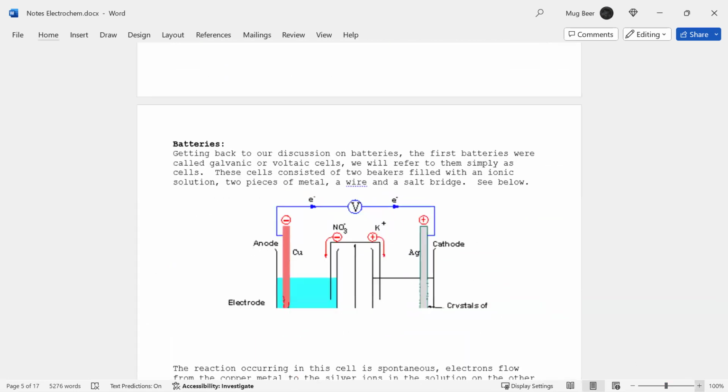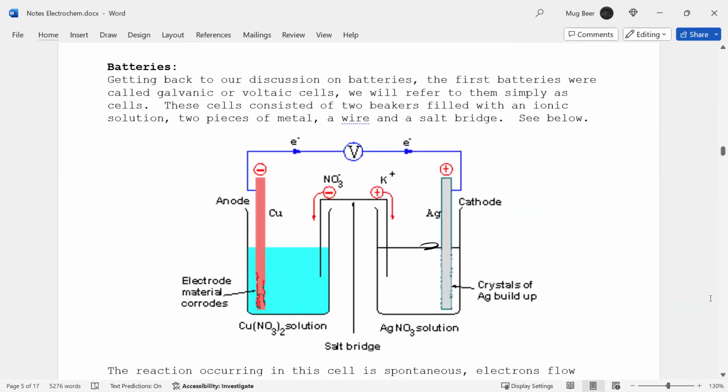Okay, and this is what you guys are going to do in lab today, or one of the things you're going to do in lab today. You're going to do an activity series. You're going to mix metals with salts and see what happens. And then you're going to actually create a battery.